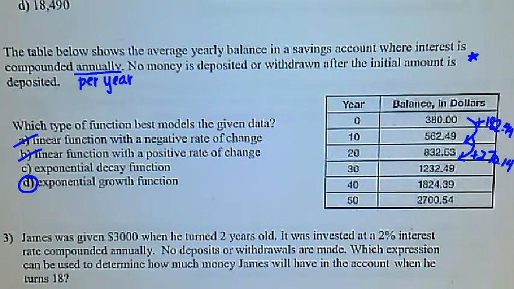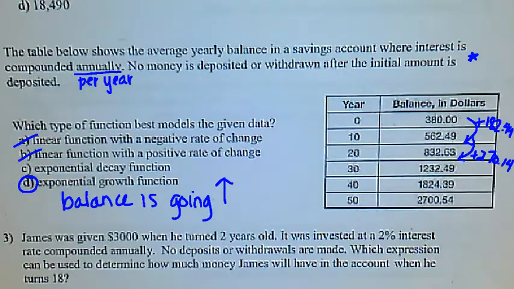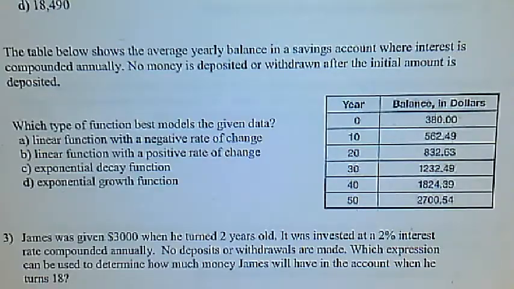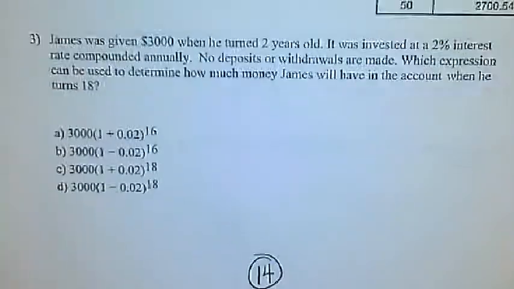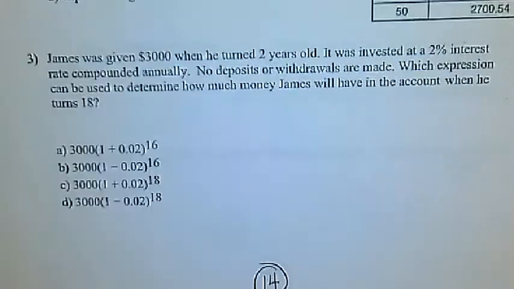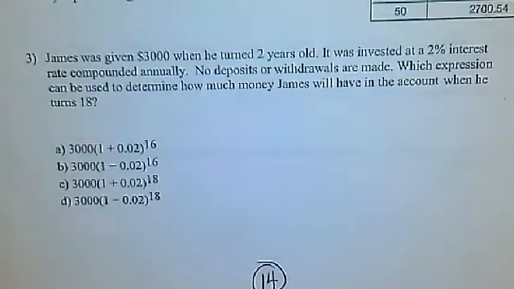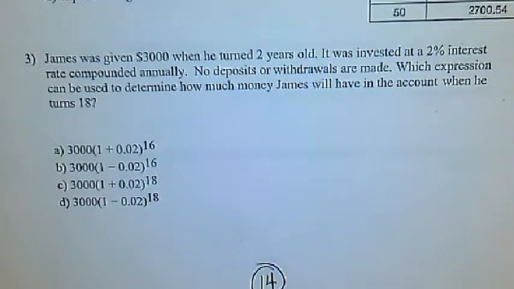So the balance is going up. Right, so it's got to be growth. And again, you should just be able to tell that that's exponential just based on the type of question it is. All right, James was given $3,000 when he turned 2 years old. He invested at a 2% interest rate. So this is going to be A, 2 years old.